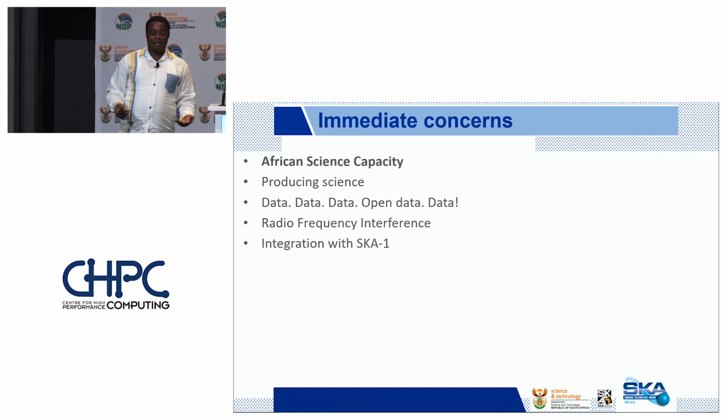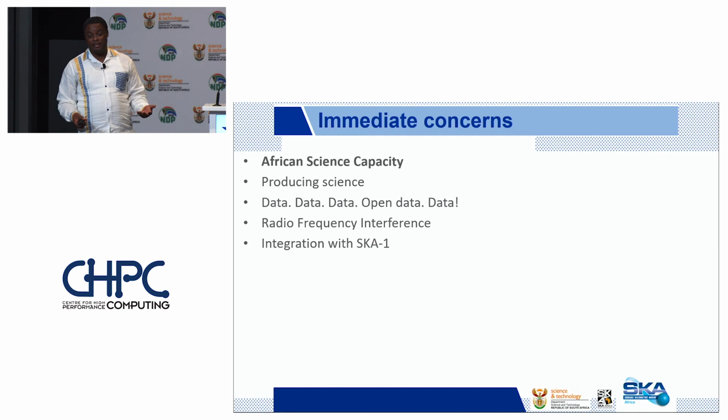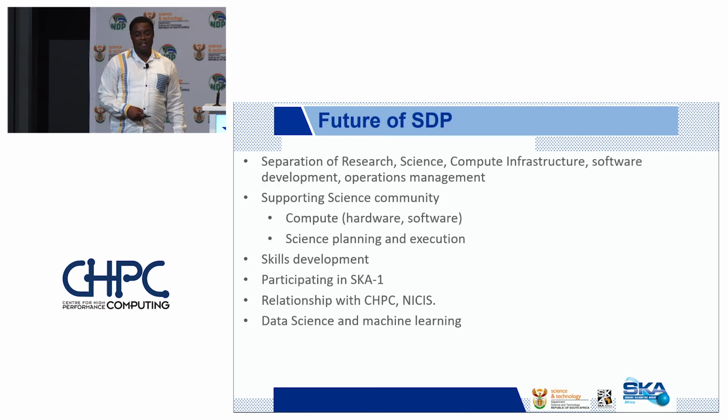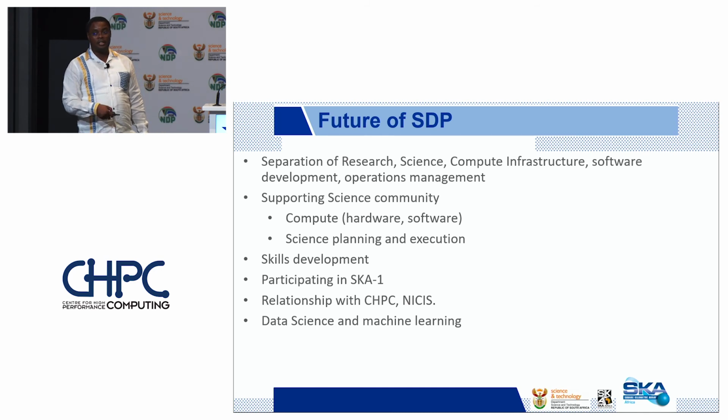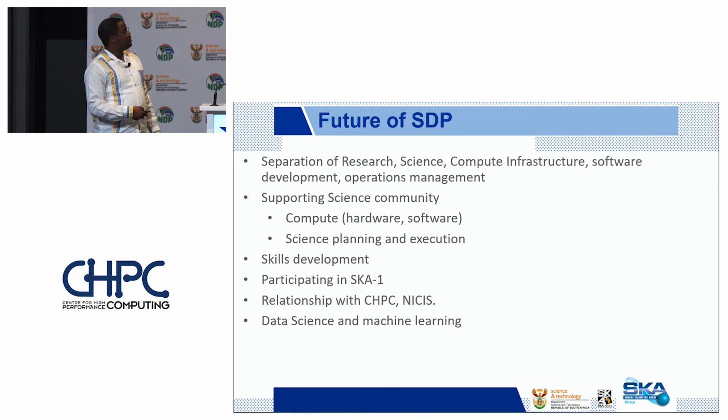The question of data. I don't need to say more about data, but the point is we need a concise data management strategy, data analytics. RFI, it turns out that many more people want our RFI, which is the product we thought we did not require. And that's forcing us to relook at how we manage our data as well. The future of SDP, we are splitting up into several teams: research, science, compute infrastructure, software development, and operations management, so that we remain a rational organization.